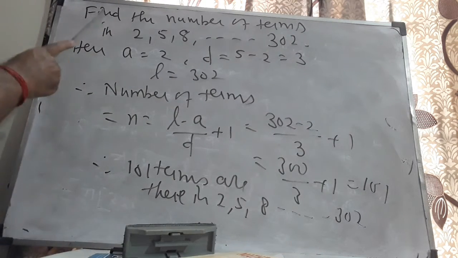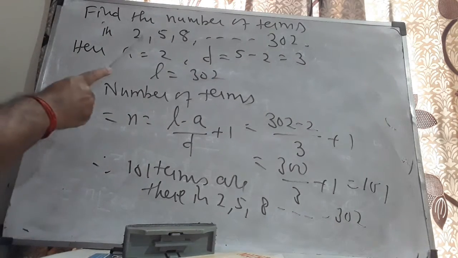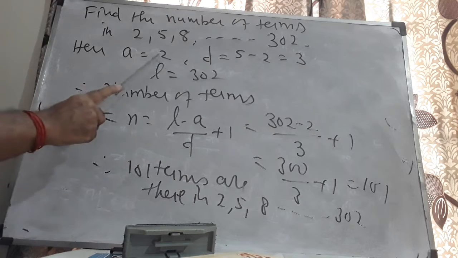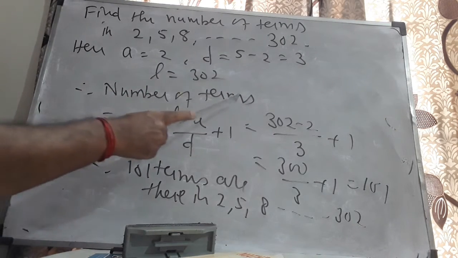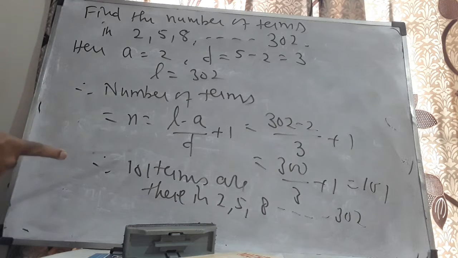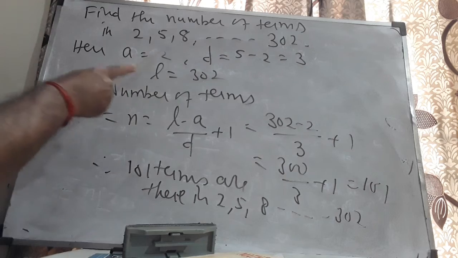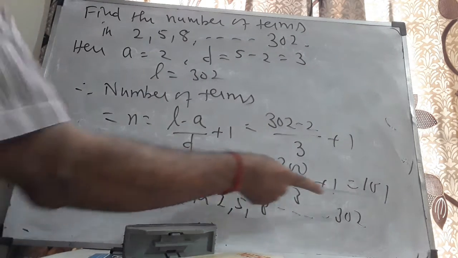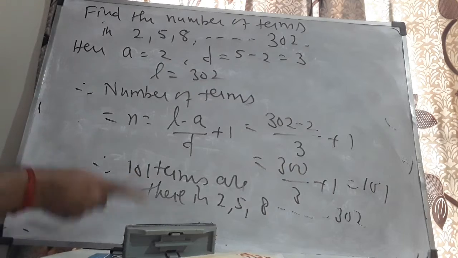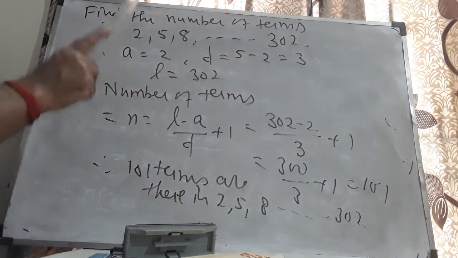Let me repeat. Find the number of terms in 2, 5, 8 up to 302. Here a is equal to 2, d is equal to 5 minus 2, which is 3, L is 302. Just now we have derived n equal to (L minus a) whole by d plus 1, so (302 minus 2) by 3 plus 1, 300 by 3 plus 1, 101. Therefore, there are 101 terms in the given AP, or 302 is the 101st term.